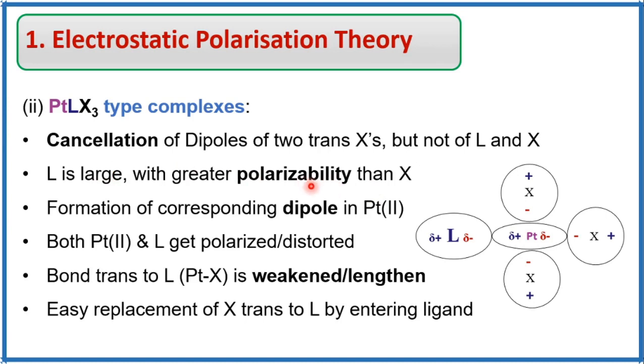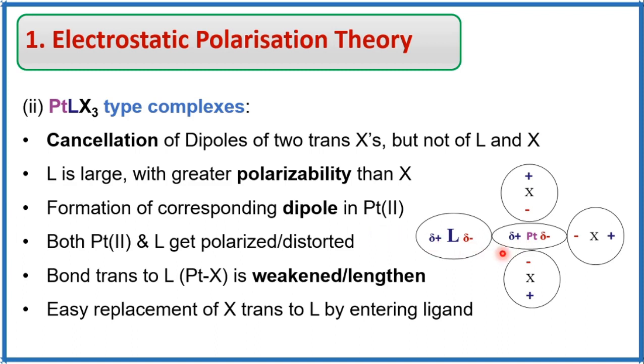And because of this more polarizability, L induces a dipole within the metal itself. Because of its large size with greater polarizability, in platinum too there is a formation of dipole. There is a formation of dipole in L as well because of platinum, and because of L there is a formation of dipole in platinum, and therefore both platinum 2 and L get polarized or distorted. So this delta plus, delta minus shows that they are polarized structures, this L and platinum.